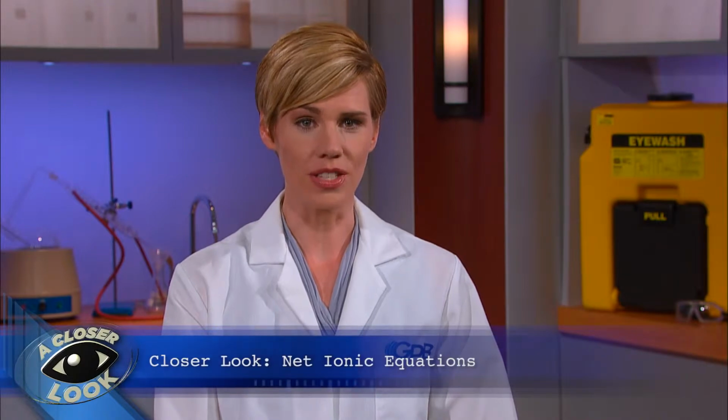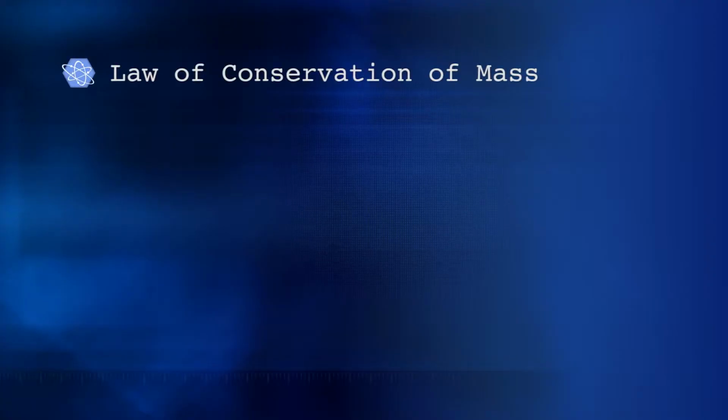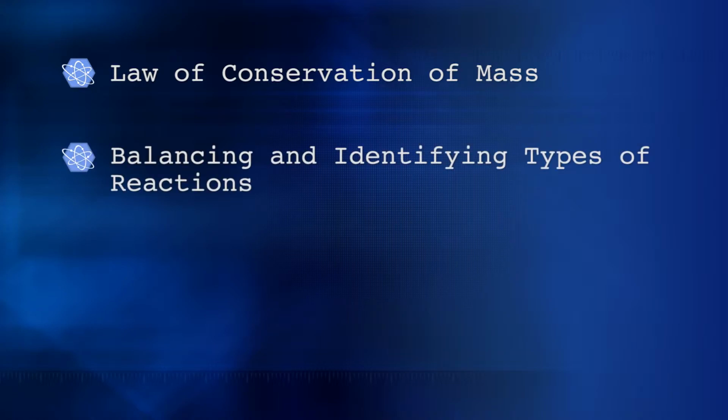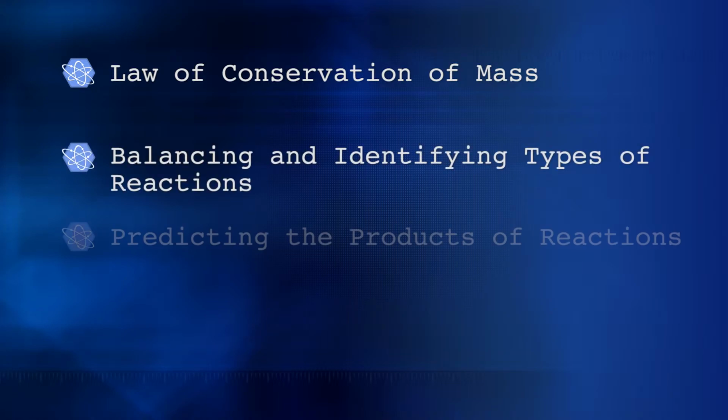But before you do, let's review the key concepts of this unit. We've investigated the law of conservation of mass. We practiced balancing and identifying types of reactions. And we've learned about how to predict the products of reactions. That's a lot, but it shows us how chemical reactions surround us in our everyday lives and why they're so important. Join us in the next video on the Unit 5 playlist to see how we can use this new knowledge to identify unknown substances. I'll see you there.